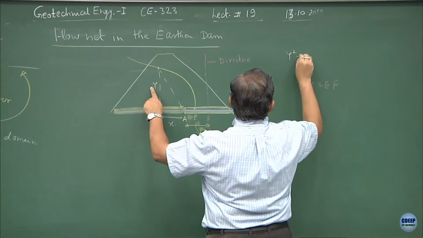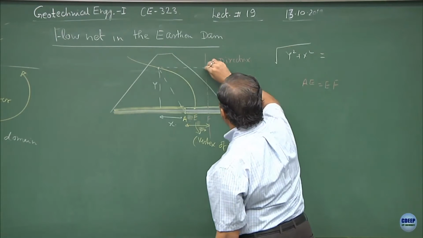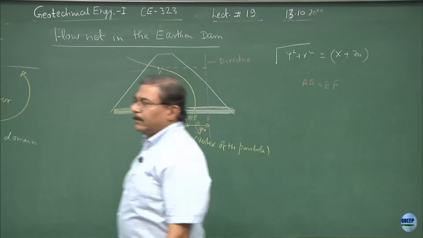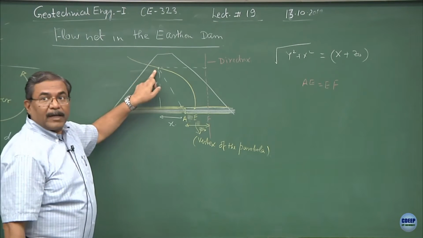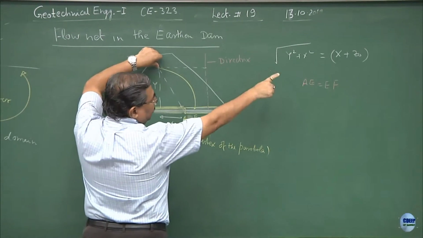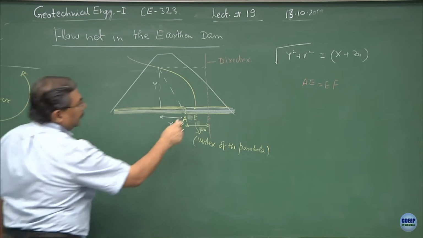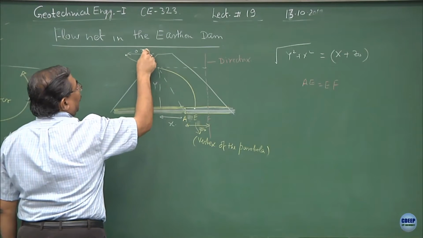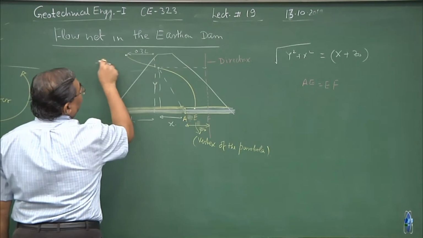Square root of y square plus x square will be equal to x plus z naught. Is this okay? This is the property of the directrix. Any point sitting on the parabola has to satisfy this condition. Is this okay? So, what I have done now, I know the starting point as 0.3 times L, where this is L. This is the point of submergence.